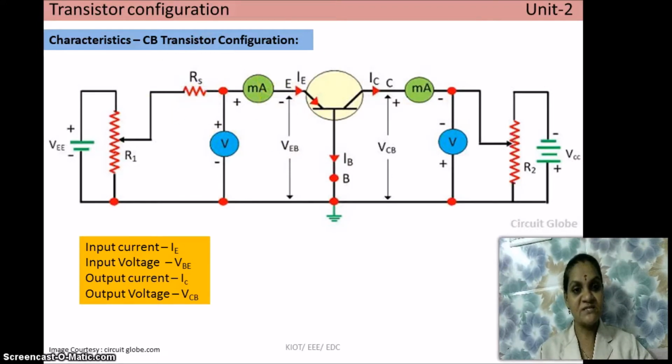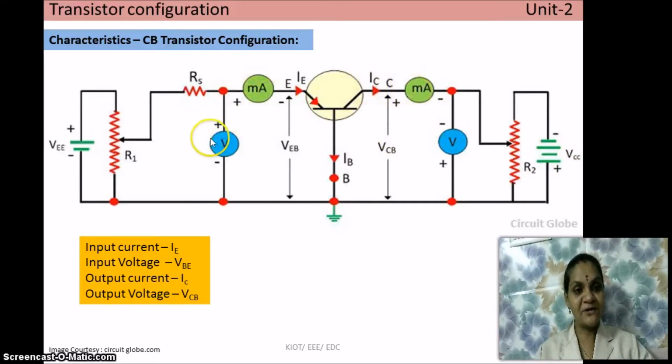When you consider the input side, this is the biasing voltage, and this current is the input current. The emitter terminal is connected to the input, so emitter current is the input current, and the voltage between the emitter and the base is called the input voltage. This is because this voltage is on this side, so this is the input voltage. Similarly, output voltage is VCB, because the terminals available on the right side are the output terminals, so this voltage is the output voltage, whereas this is simply biasing voltage, and the output current is the collector current.